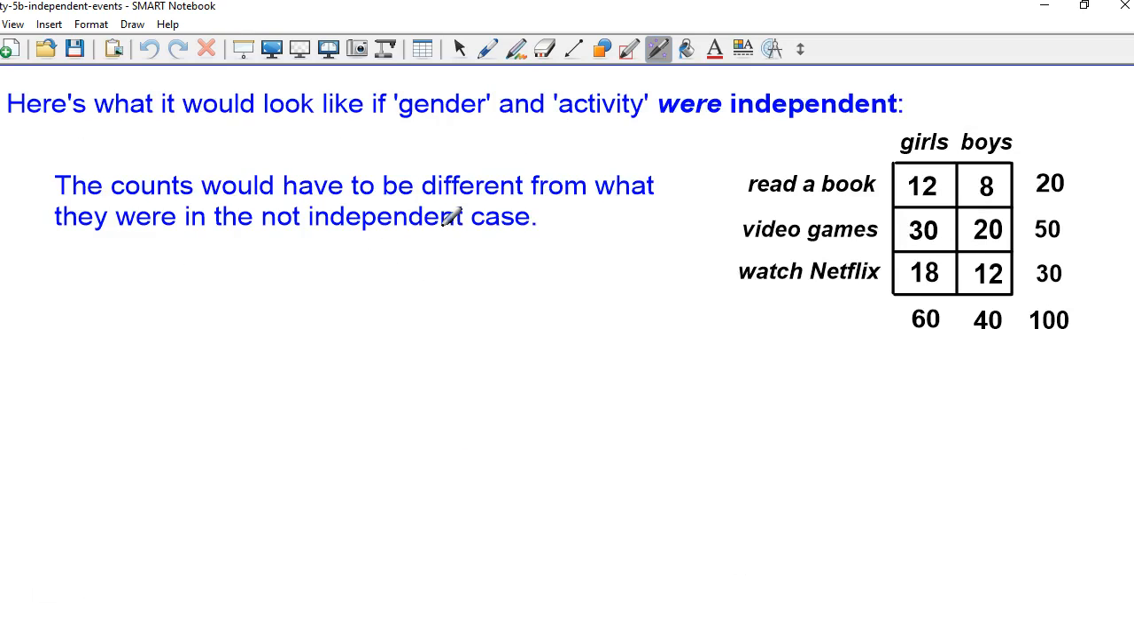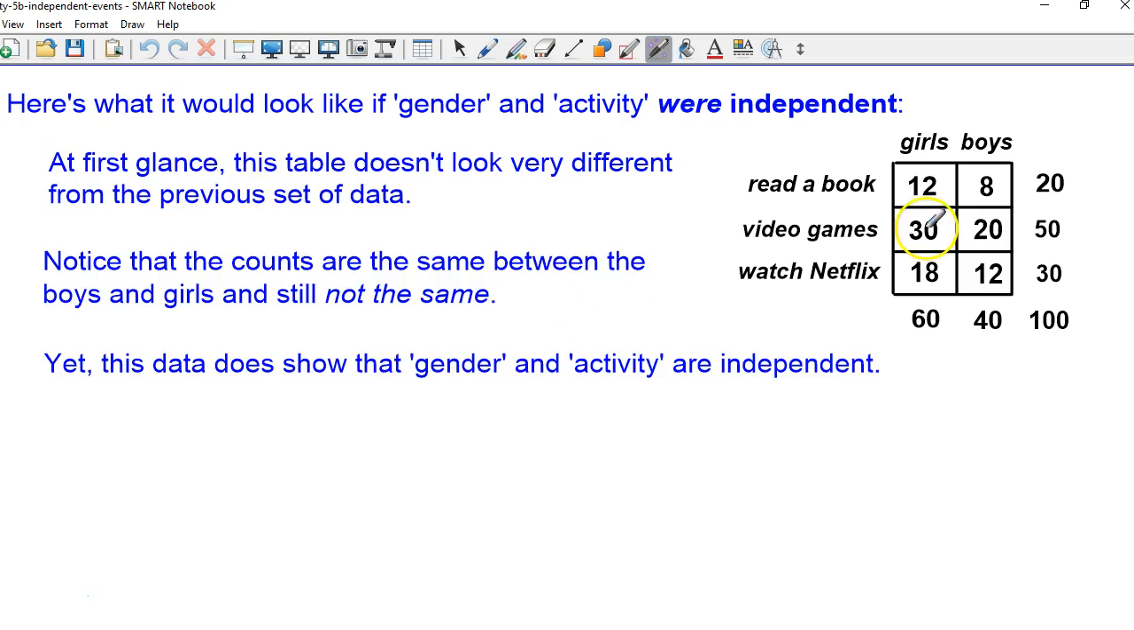Okay, so what would it look like if gender and activity were actually independent? I'm going to change the data in the table here. Of course, the counts would have to be different. So I've adjusted the counts here, a different sample of 100 students. This time the data is going to show that these two things are independent. Now notice that if I just look at the counts of video games, the count for girls liking video games is 30 and the count for boys liking video games is 20. It doesn't actually matter that those counts are different.